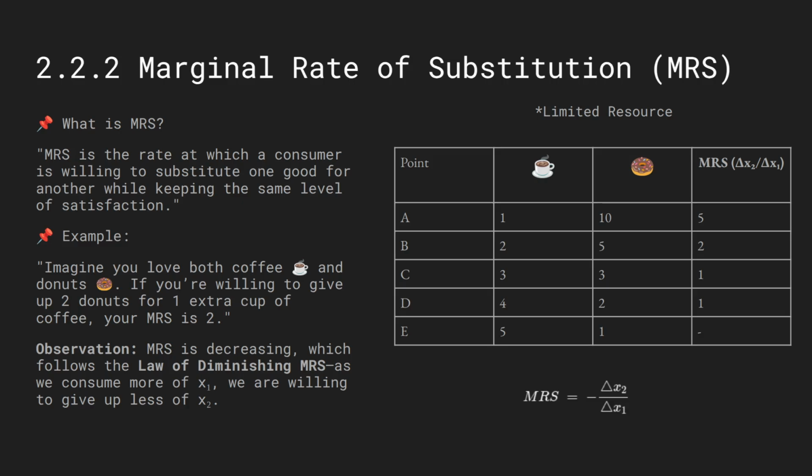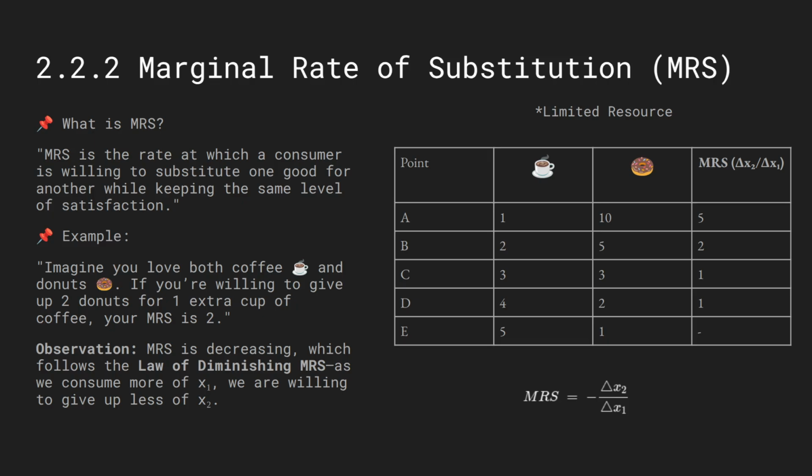When making choices, consumers often trade one good for another. But how much of one good are they willing to give up to get another? That is where marginal rate of substitution, or MRS, comes in. MRS is the rate at which a consumer is willing to substitute one good for another while keeping the same level of satisfaction.